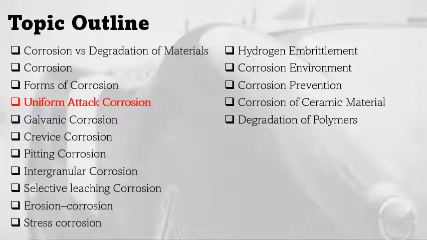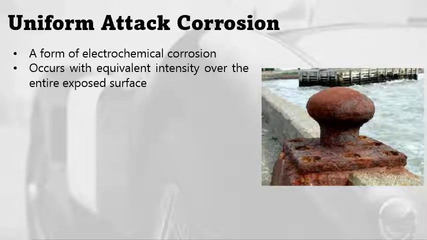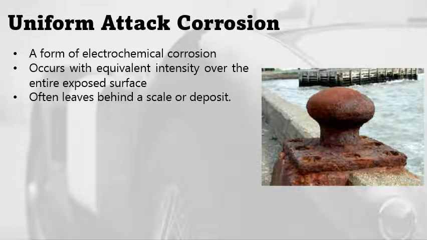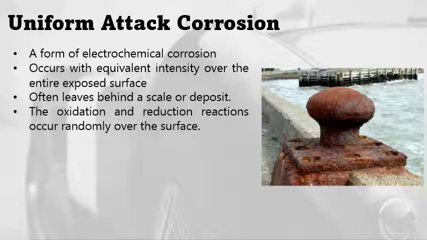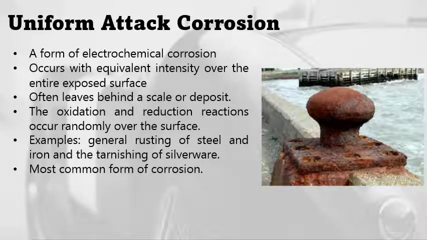Let us discuss them in detail, beginning with the uniform attack corrosion. Uniform attack corrosion is a form of electrochemical corrosion that occurs with equivalent intensity over the entire exposed surface and then leaves behind a scale or deposit. In a macroscopic sense, the oxidation and reduction reactions occur randomly over the surface. Some familiar examples include the general rusting of steel, as you can see here in the photo, and iron, and the tarnishing of silverware. This is probably the most common form of corrosion.